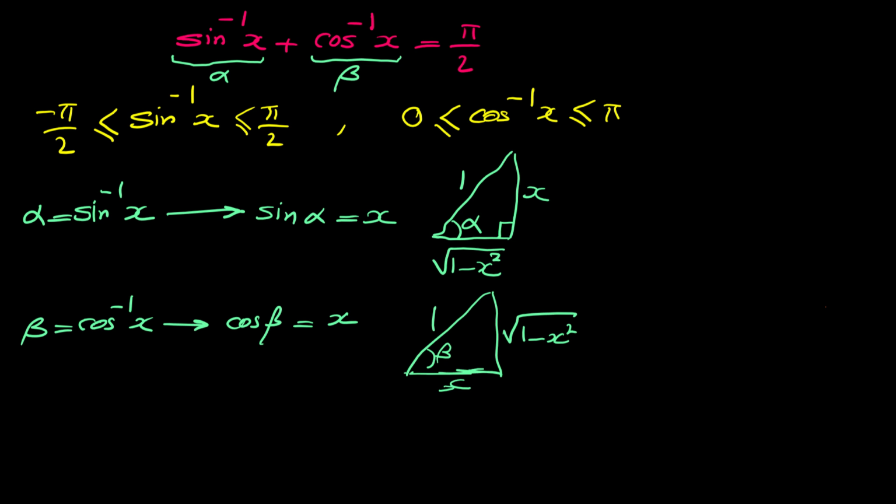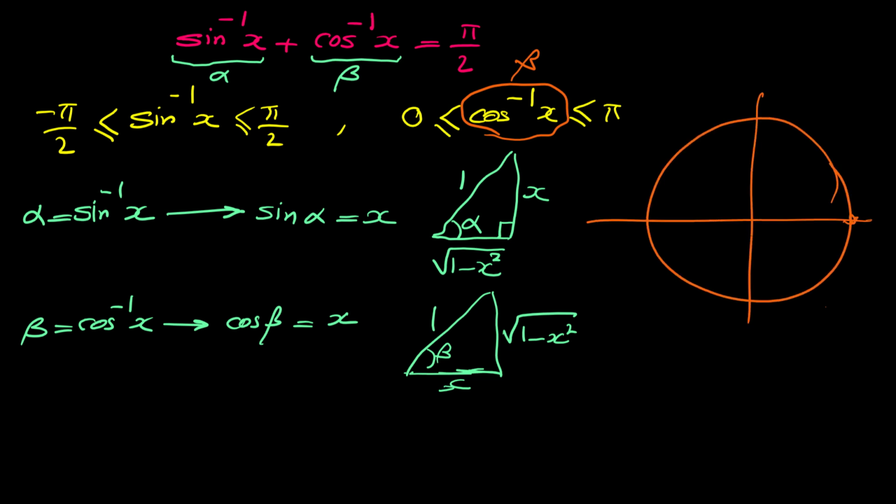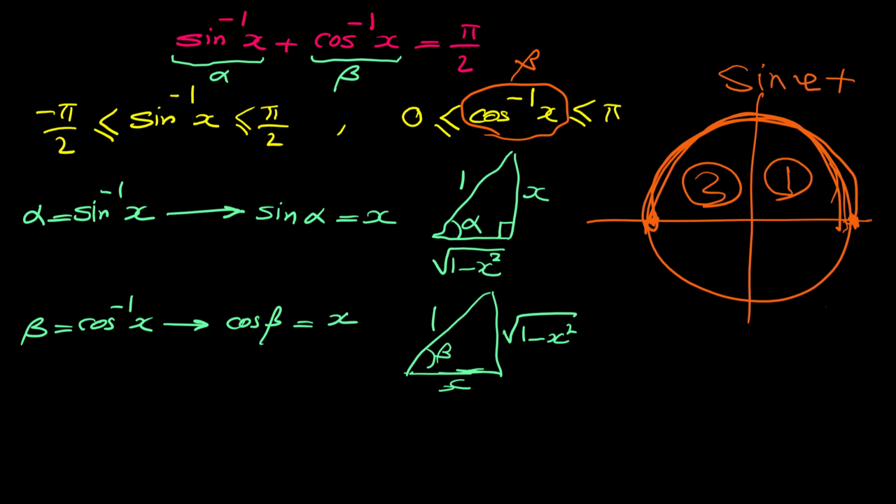The reason for that is, attention, the angle beta is cosine inverse of x. The angle beta is between 0 and pi. For any angle between 0 and pi, that is quadrant 1 and quadrant 2. In these two quadrants, sine is positive. Sine is positive because, if you remember, all students take calculus, all the trigonometric functions are positive here. In the second quadrant, sine is positive. So in these two quadrants, sine is positive.